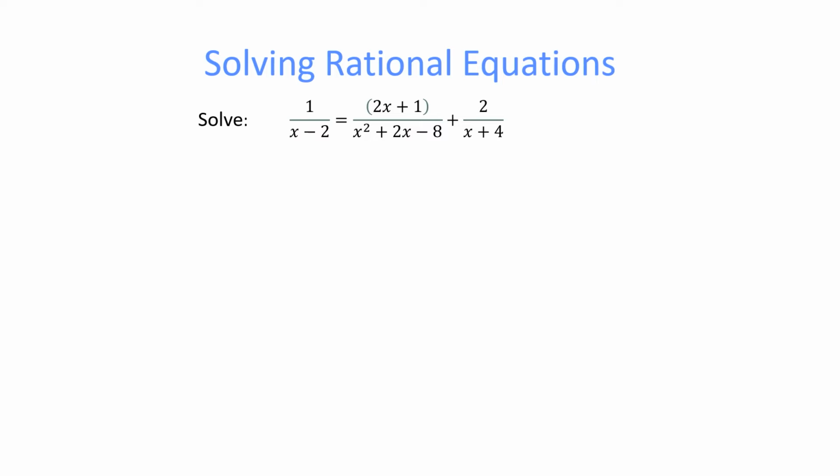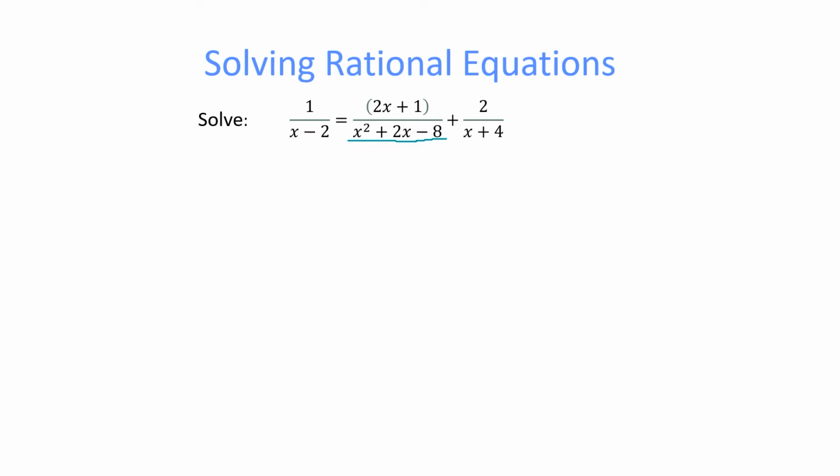Let's look at one more example of how to solve rational equations. This one is a little bit more complicated. So what do we have to do first? Well, we again want to find the least common denominator. Here we can see that there's a little problem with what to do with the quadratic expression over here.